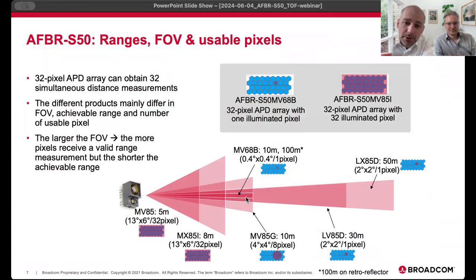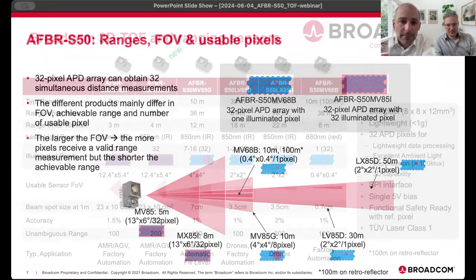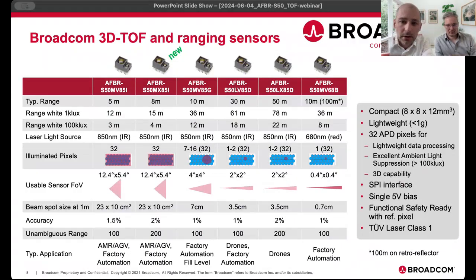What is a bit unique here is that we have one variant, the one with the 0.4 degree field of view, because this is the only version which works in the visible range at 680 nanometers, while all the other variants work in the near infrared at 850 nanometers. And all this is shown in our product overview.